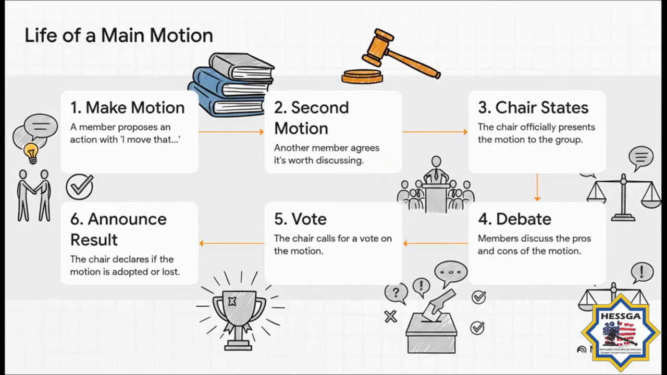And once you've made a motion, it goes on this very clear 7-step journey. First, you make the motion, then someone else has to say second, which just means they think it's an idea worth talking about. After that, the chairperson officially states the motion for the whole group. That opens the floor for debate. Once the debate is over, you vote. And finally, the chair announces the result. It's a super predictable path that takes you from an idea to an actual decision.